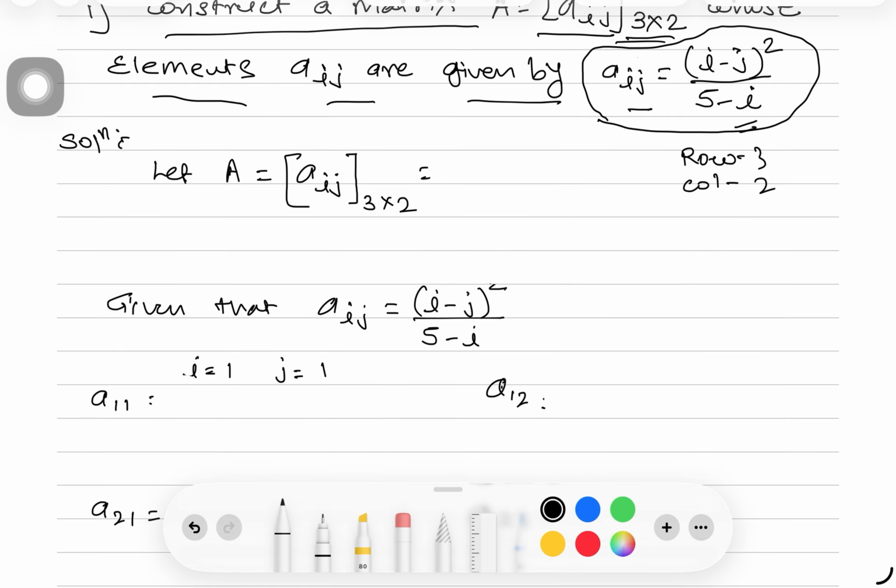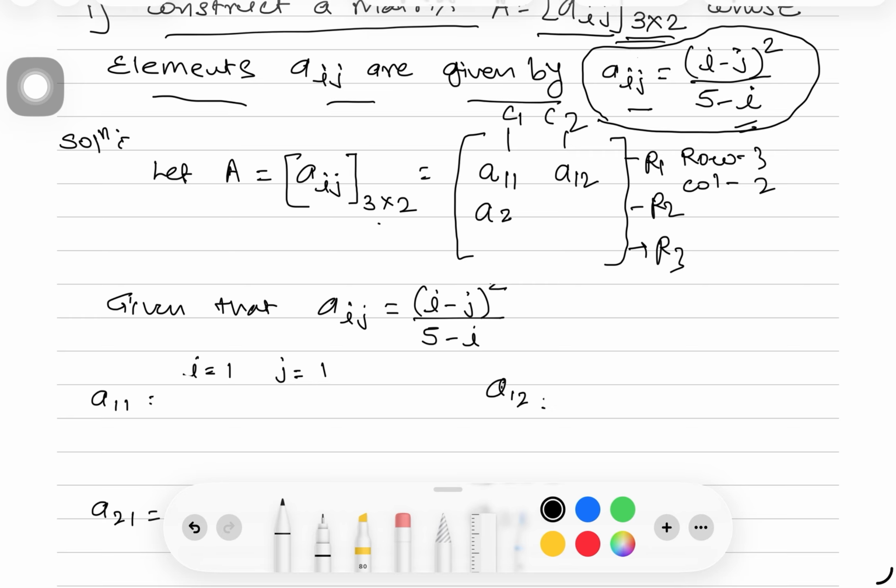So first we will represent the matrix. Let A of ij be 3 cross 2. We will represent it like this. The number of rows is 3 and the number of columns is 2. So this is R1, R2, R3, and C1 and C2. This position is known as A of 1, 1, this position A of 1, 2, this is A of 2, 1, second row first column, A of 2, 2 second row second column, A of 3, 1 third row first column, and A of 3, 2 third row second column.